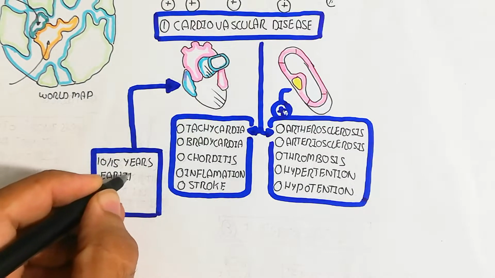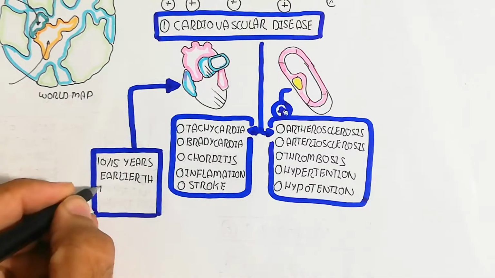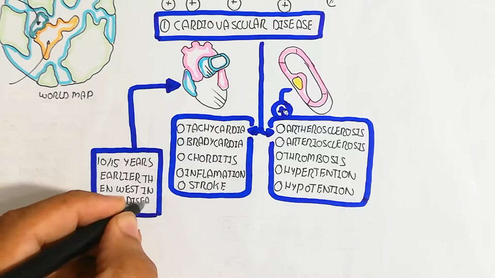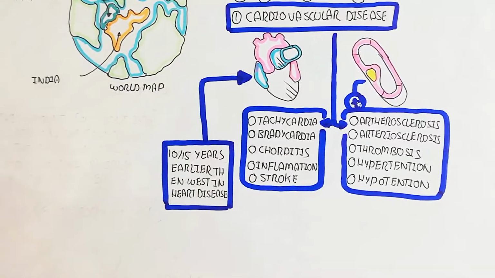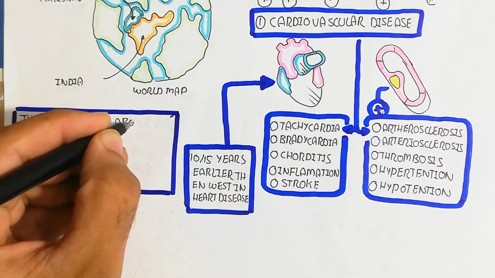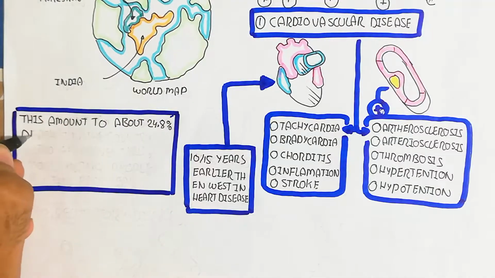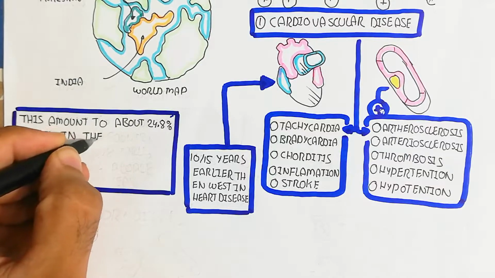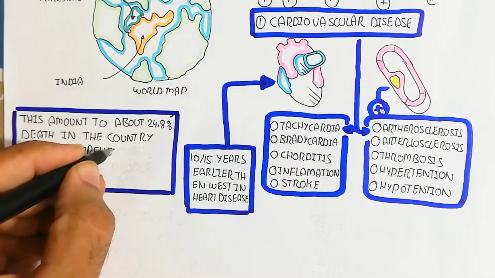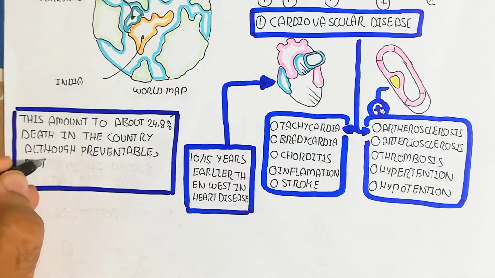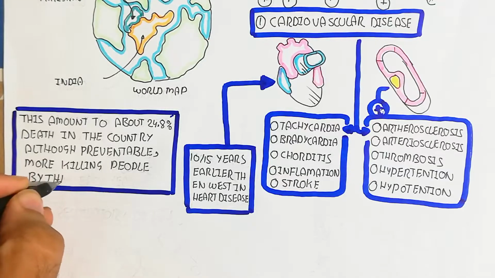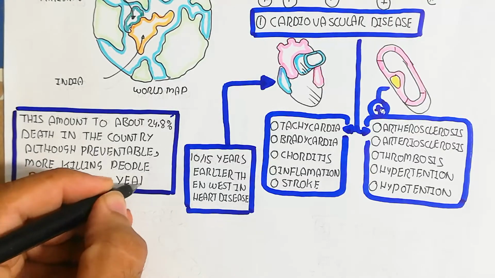And this occurs 10 to 15 years earlier than in the West for heart disease. So in this way, India and Pakistan are affected earlier. This amounts to about 24.8% of deaths in the country, although it is preventable, killing many people each year.